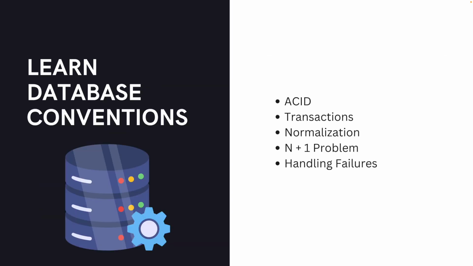learning database conventions. Learn what ACID is, and ACID is just an acronym for atomicity, consistency, isolation, and durability. So learn what that is, learn what a transaction is, learn what normalization is, learn about the N+1 problem, learn how to handle failures, learn what happens if a database goes down, what to do if someone is reading data while data is being written to the same location, how to back up data.